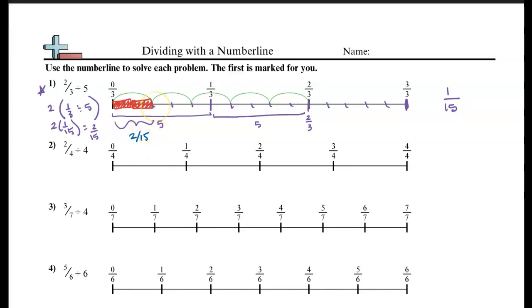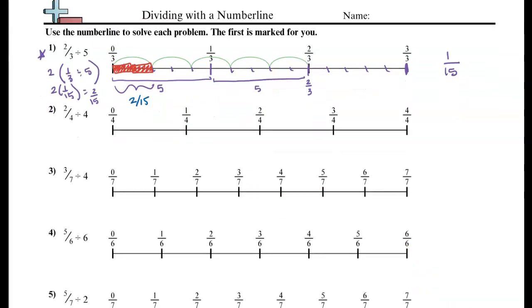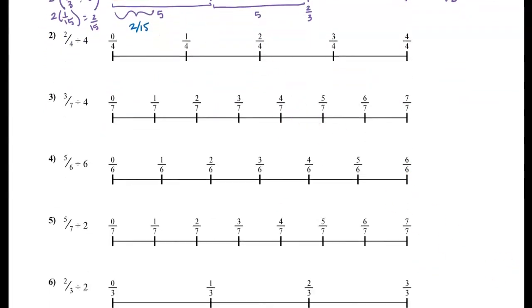All right, I understand that that felt like a lot, so let's do another one. I'm not going to clean it up. Let's leave it there. I'll write in green so that it's a little bit of a contrast. 2/4 divided by 4. You could look at this as doing 1/4 divided by 4 twice.